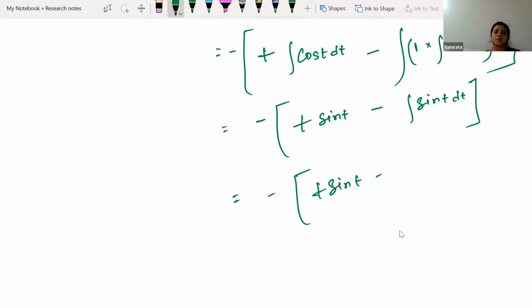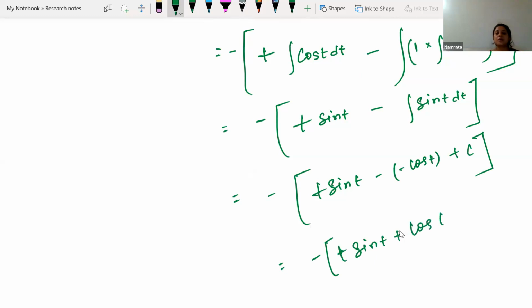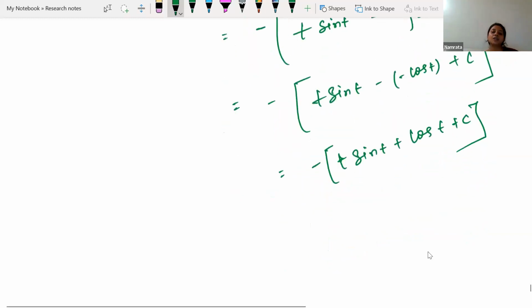Yes, ma'am. Yes or no? What is the integration of sin x? Minus cos x. So let's write minus cos t plus c. There is no difference between x and t. Instead of x, it can be y in any question, it's just the variable. So minus t sin t plus cos t plus c. This is what we got. If we open the bracket, everything will get negative, negative, negative.